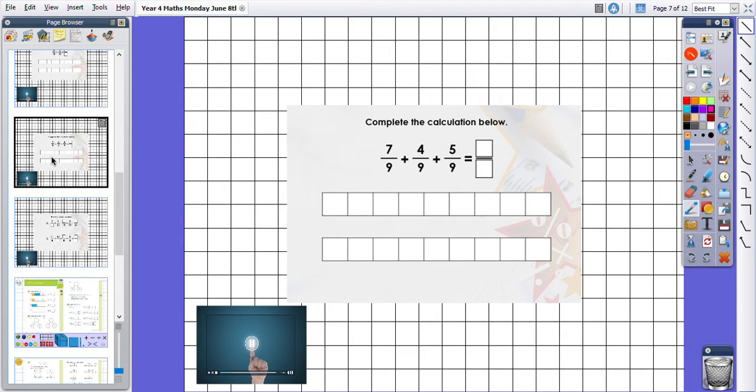Okay, and the next one then, complete the calculation below. You have two shapes here which are split into ninths. Little bit different because you've got 3 fractions, but you could still show this using these two shapes. So pause the video and show this in your book.